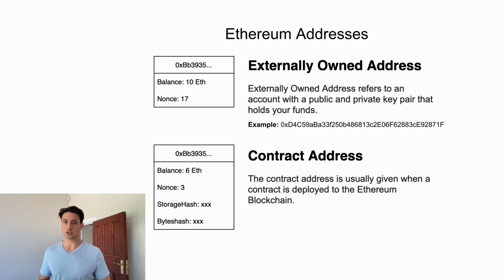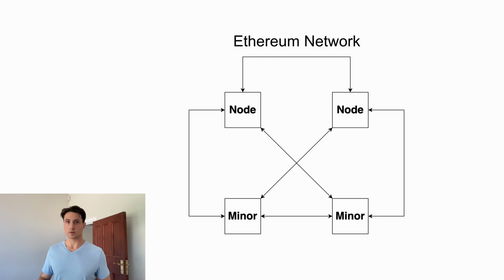So in addition to having a balance, because you can actually store Ethereum on a smart contract, and a nonce number, which I've already told you what that is, you'll have a storage hash, which is where you can store data in memory on the smart contract, and a bytes hash, which is where you'll actually store the code related to your smart contract, and that's stored in binary code. Now, we'll talk a little bit more about this moving forward in the next slides, but for now, let's just focus on externally owned addresses.